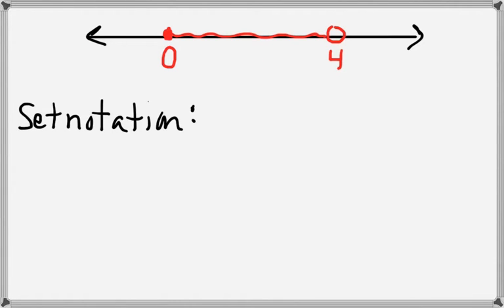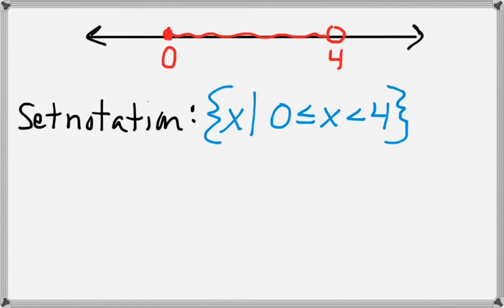This is going to look really similar, but here we've included the 0 and we've not included the 4. So this will be the set of all x such that x is greater than or equal to 0 and less than 4. So it's possible that maybe one endpoint is included and the other endpoint is not.